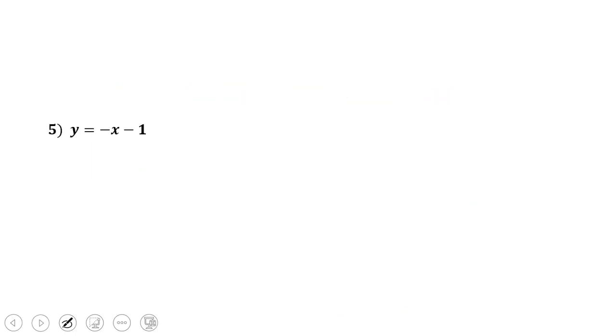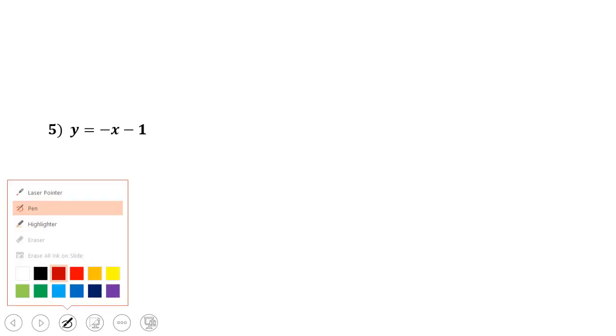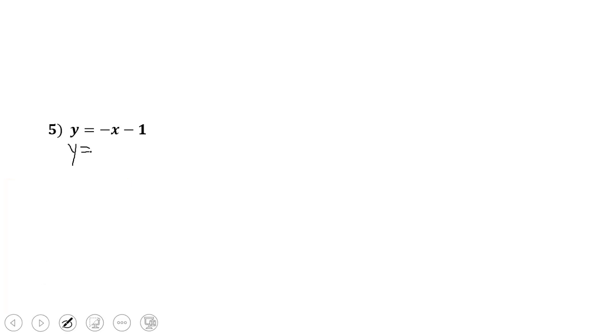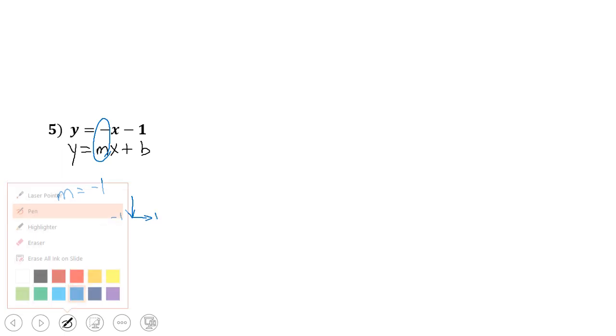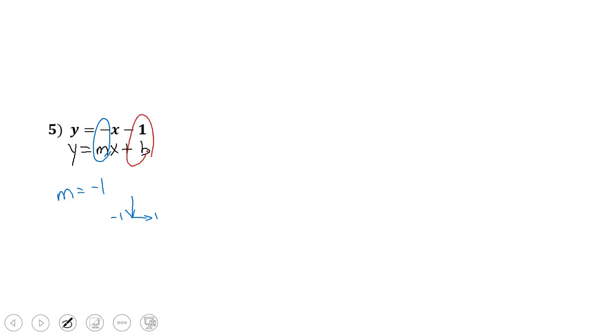Number 5, y equals -x minus 1. Is this in slope-intercept form? And yes, it is. y equals mx plus b. And so what is our slope? What is our coefficient, our independent variable? That's right. Our slope is -1, meaning this one goes down 1 and runs 1 between every 2 points. All right? And then we have the intercept. The intercept where it crosses the y-axis is at -1.